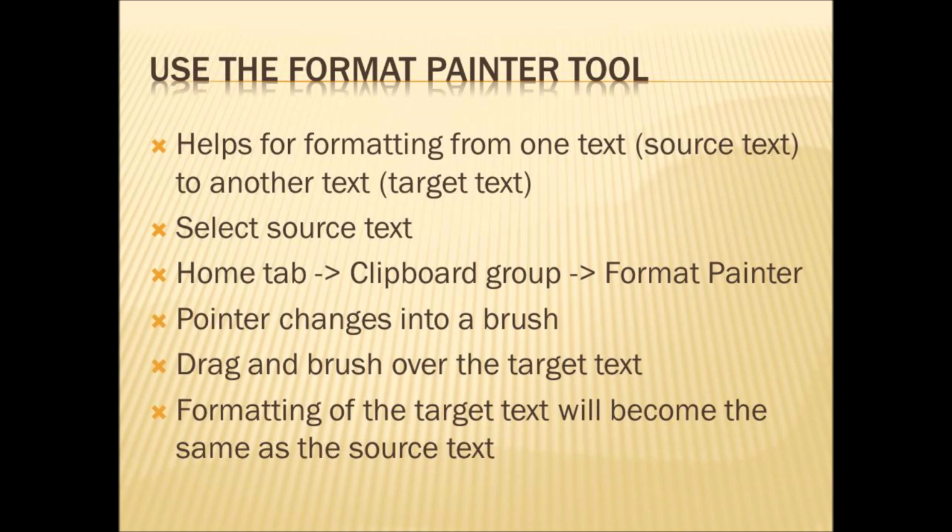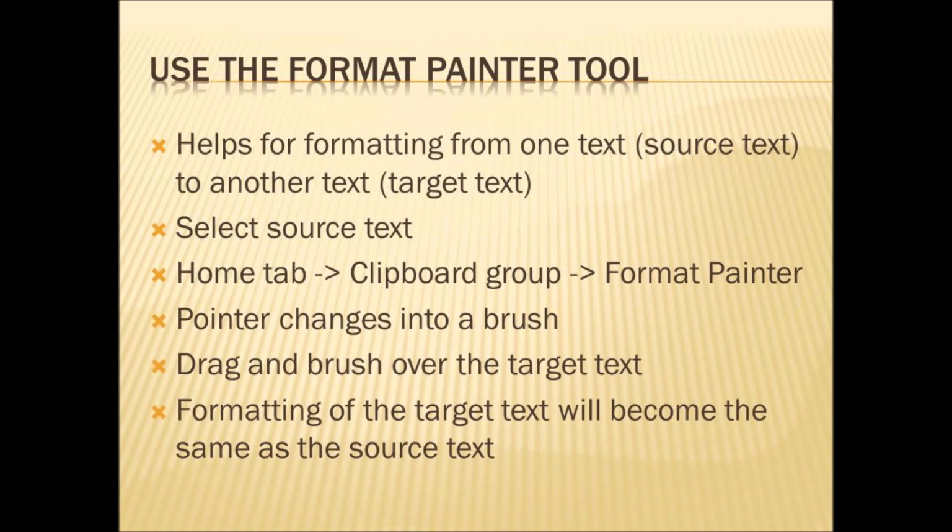The first one is use the format painter tool. How to use the format painter tool? First, what is the format painter tool? Why is it used? It helps copy formatting from one text to another text. It will help make the format of the target text the same as the source text. If you have the source text in one format, you can use the same format on the target text also. For that, we can use the Format Painter tool.